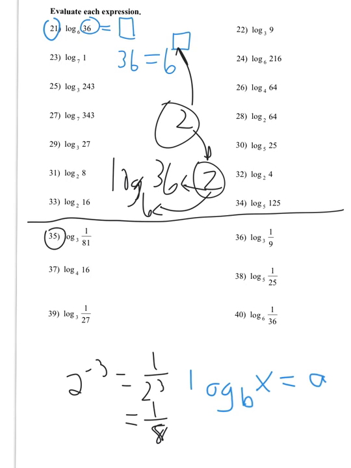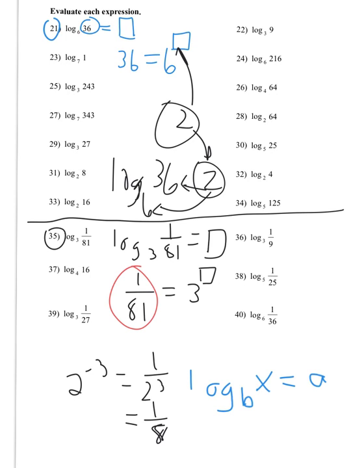So when we're trying to get a fraction here, like on 35 through 40, we need to think of this as the log in base 3 of 1 over 81. So we're saying 1 over 81 equals 3 to what power? In order to get a fraction, when we take 3 to a power, it's going to be a negative exponent. That's the one thing you need to remember with these.